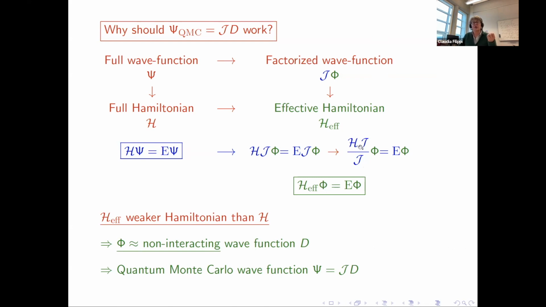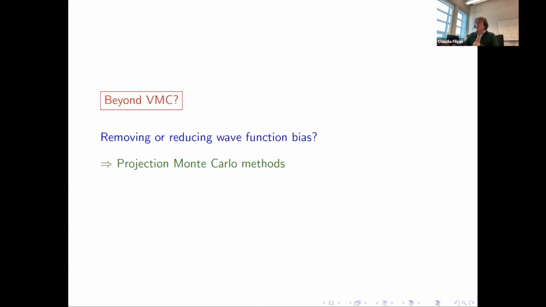And since J, for instance, cures the divergences in the potential, I can think that this effective Hamiltonian is weaker than the original, bare Hamiltonian. Therefore, the hope is that a non-interacting wave function, or maybe a few determinants, so phi, will be a not unreasonable approximation for whatever else is left in the wave function. That is the reasoning behind such a factorized choice.